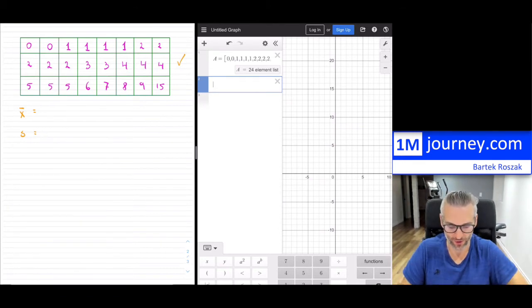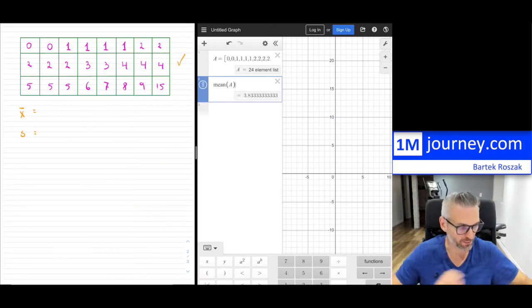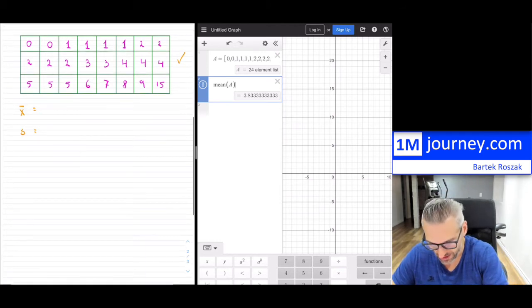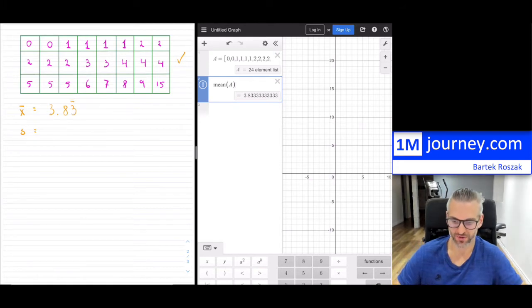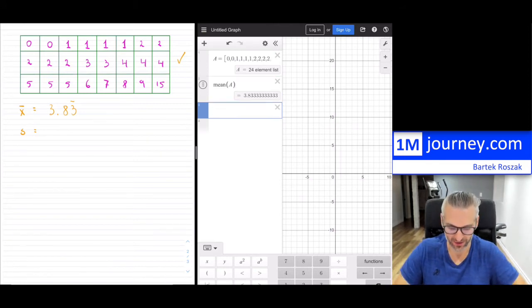Now if I want to know the mean, you can actually type out mean, open the bracket, put in my array, and it calculates the mean for me. That's going to be 3 bar, which is repeating. You can round if you like, so 3.83 or something like that. So that's my mean. Now my standard deviation.